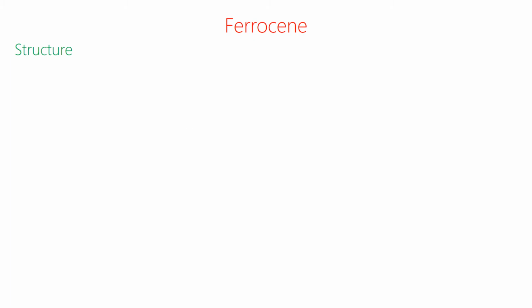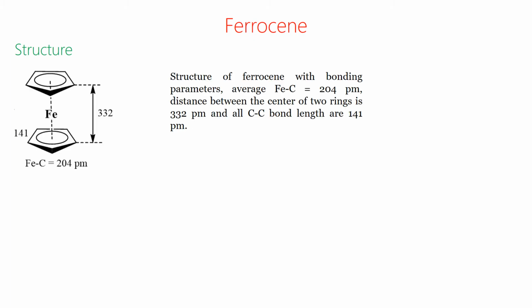Let's come to the structure part. The structure part is very interesting and important. This is the structure of ferrocene. There is one Cp ring, another Cp ring. The distance between the centers of the two Cp rings is 332 picometer, the average distance between iron and carbon is 204 picometer, and the carbon-carbon bond length is 141 picometer, which indicates the aromatic character in the Cp ring.